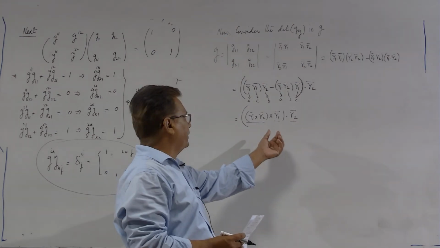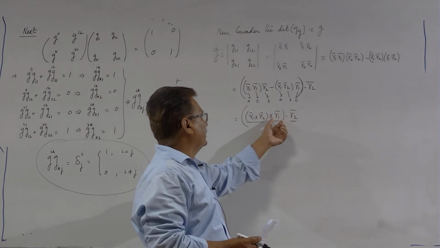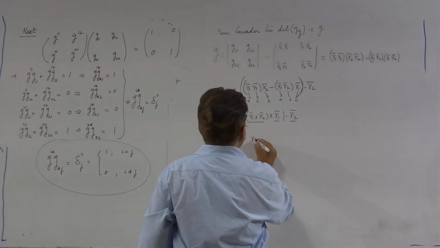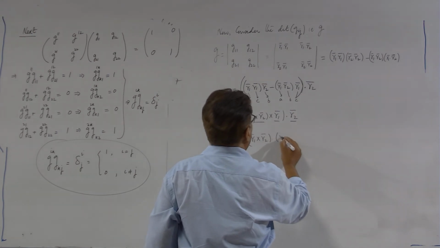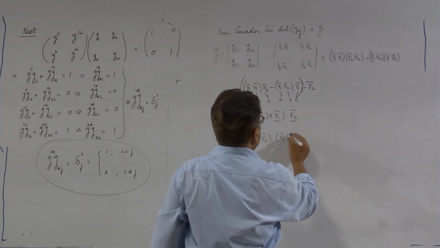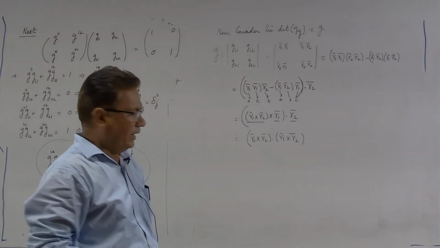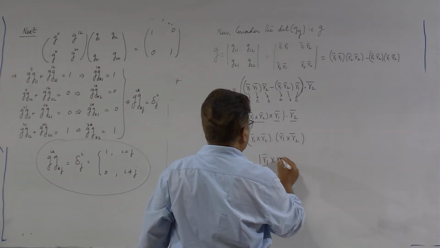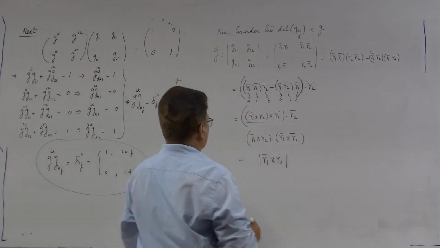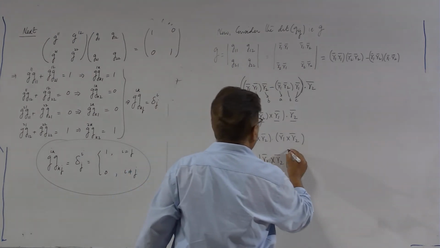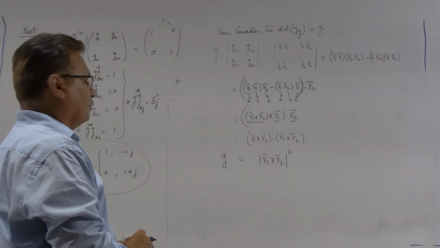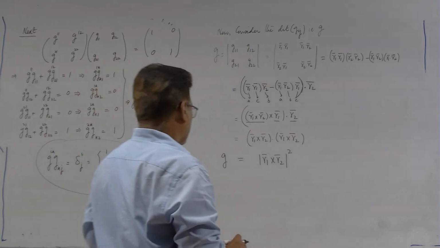So you can assume as if it is a scalar triple product of 3 vectors. In a scalar triple product of 3 vectors, you can interchange dot and cross. So you can write this as R1 cross R2 dot R1 cross R2. Okay. And this quantity is the modulus of R1 cross R2, squared. So G is actually equal to the modulus of R1 cross R2 squared.